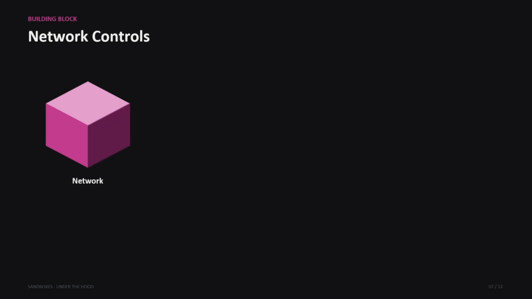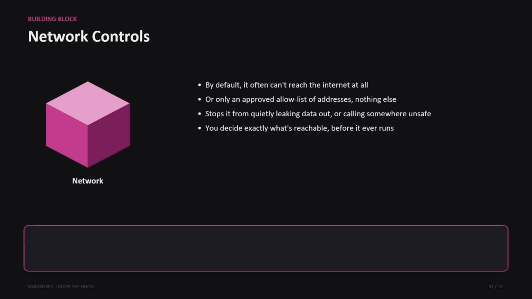Third is network controls. By default, a sandbox often can't reach the internet at all, or only a short approved list of addresses. That stops it from quietly leaking data out or calling somewhere unsafe. It is like a hotel room phone that can only call the front desk, not the whole world.